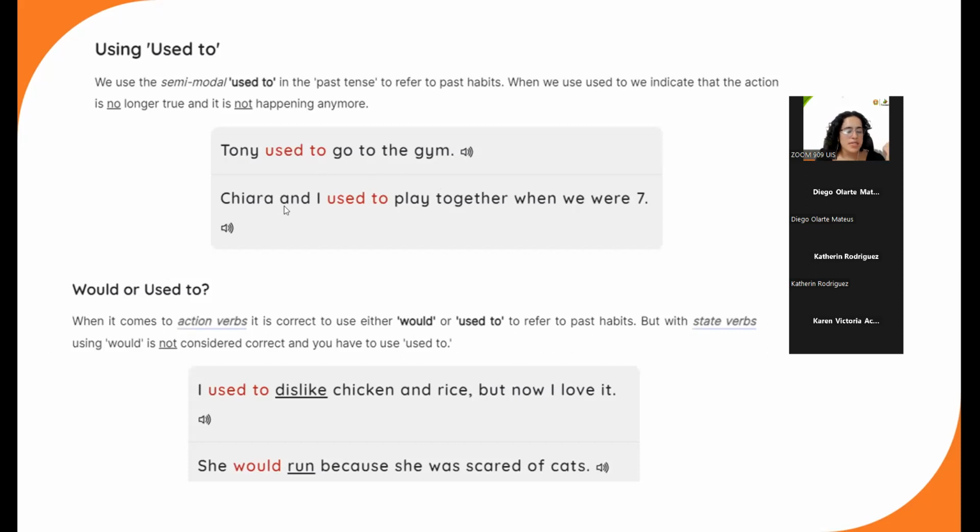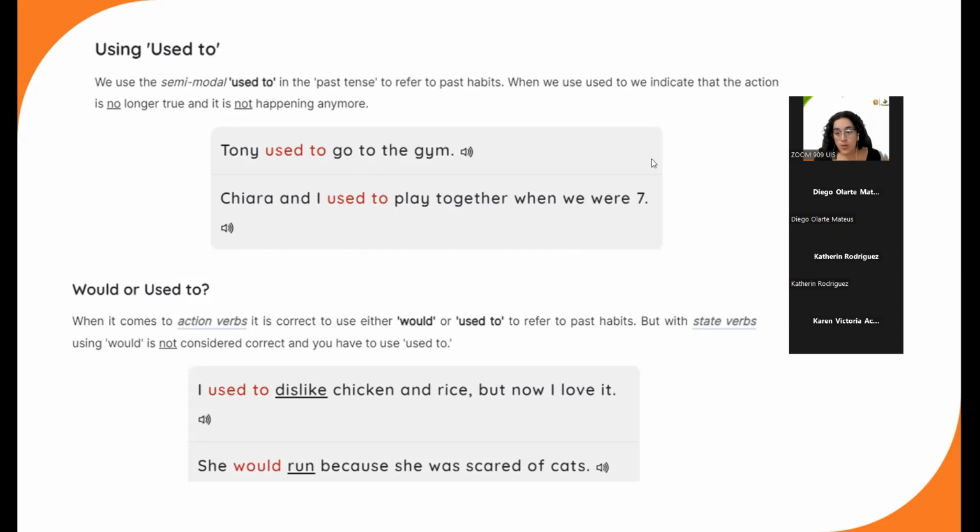Catherine, can you read both examples for used to? Sure. Tony used to go to the gym, and Chiara and I used to play together when we were 7. Yes, so Tony used to go to the gym. Chiara, this is an Italian name, and I used to play together when we were 7, okay? So, habits that occurred in the past and they do not happen anymore.